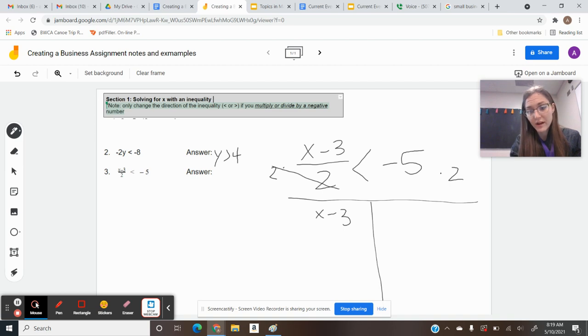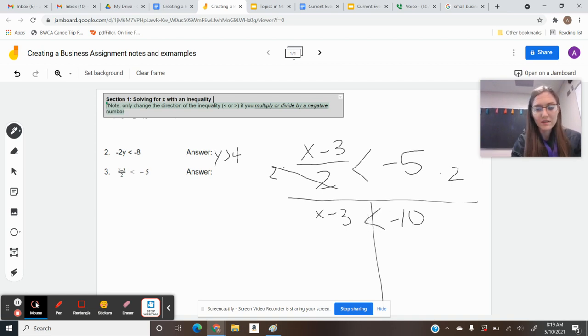So negative 5 times 2 would be negative 10. All right, and before I write down my inequality, I'm going to check, did I multiply or divide by a negative number? No, the 2 was positive, so I just copy it down just the same.